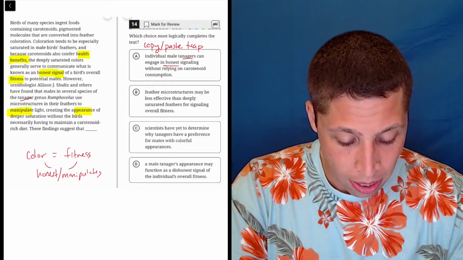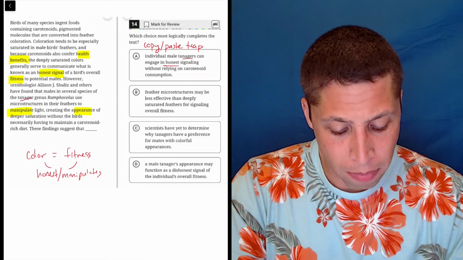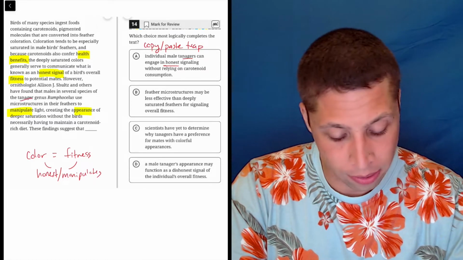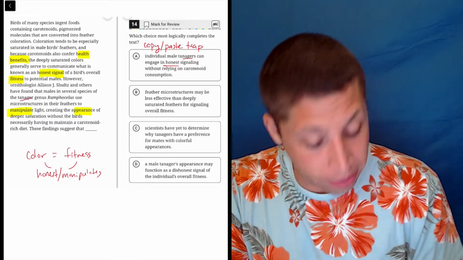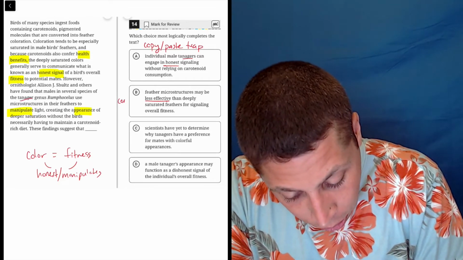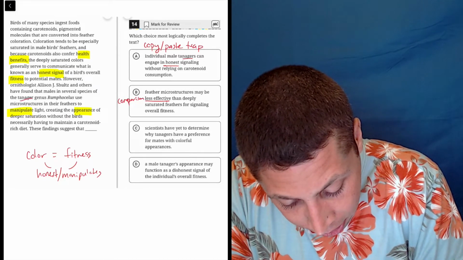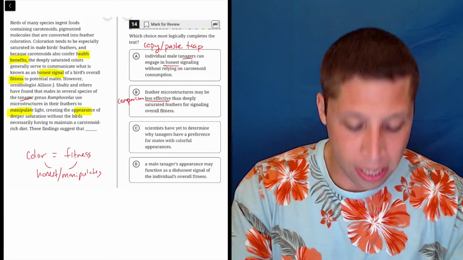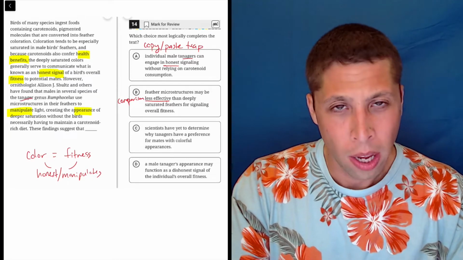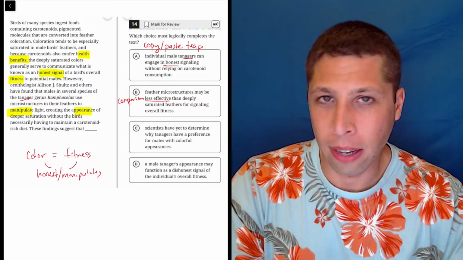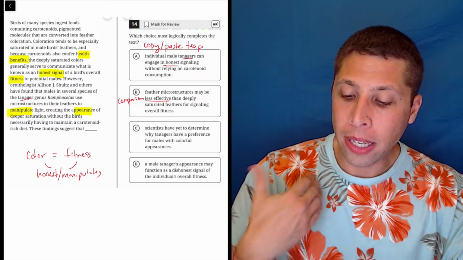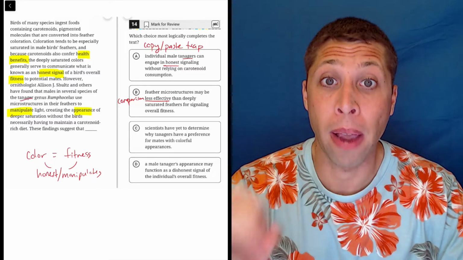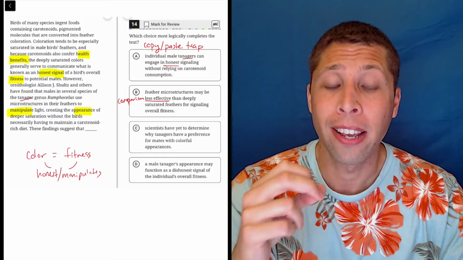So let's move on. B: Feather microstructures may be less effective than deeply saturated feathers for signaling overall fitness. Well, this choice has a problem that I also am drawn to. It's making a comparison. And in a sense, this passage is making a comparison. So it's not totally out of the blue here, but it is something that always sticks with me. When a choice makes a comparison, I really have to think, is there a comparison in the lines?